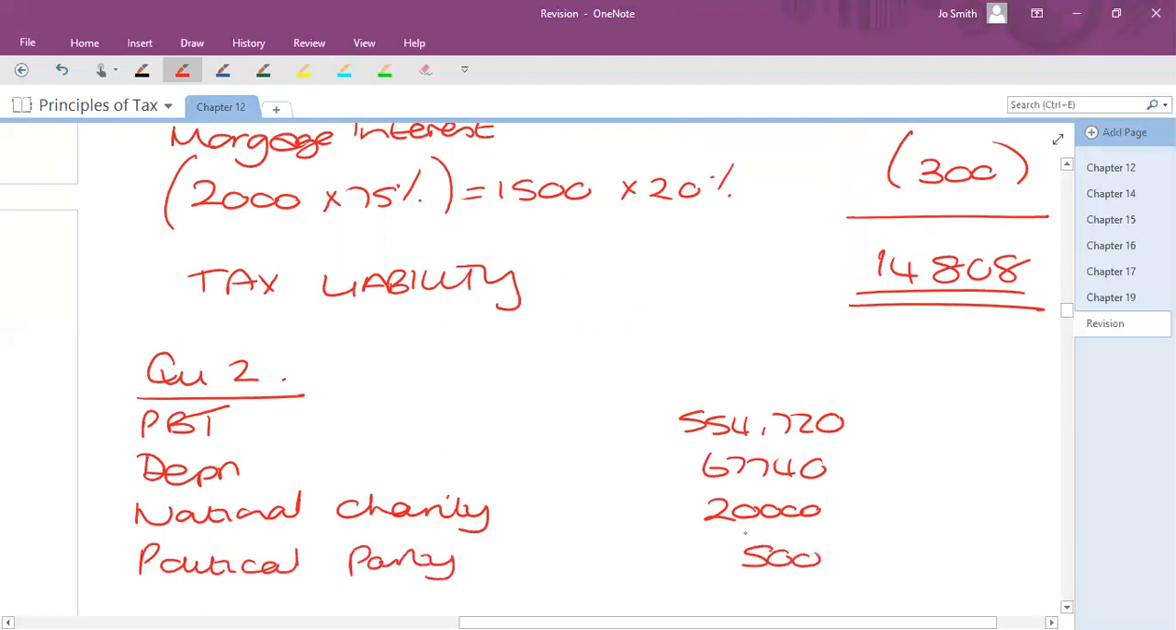So all of those are disallowable. If it's a disallowable expense, we add it, don't we? Because expenses make profit smaller. And if it's disallowable, it means I can't claim it. So I need to add it back.